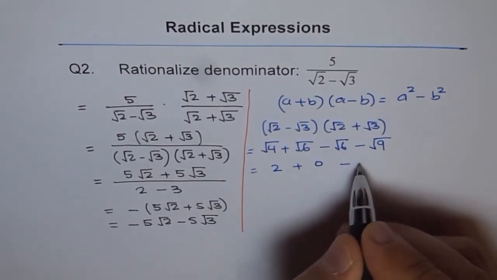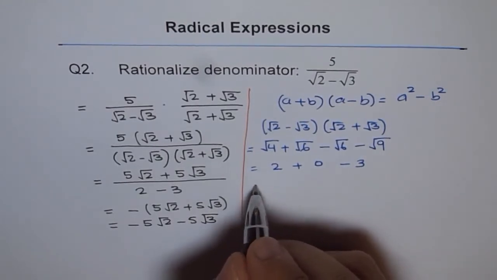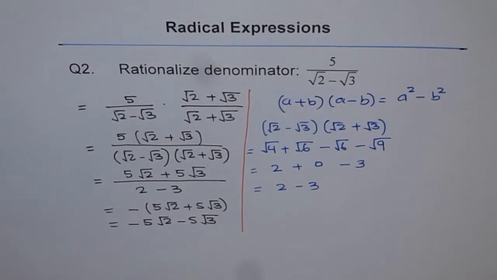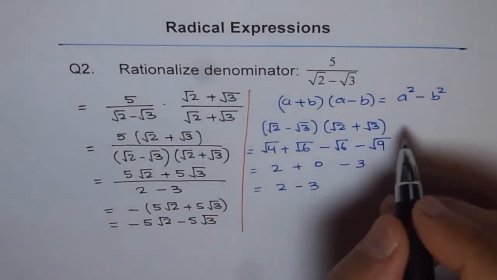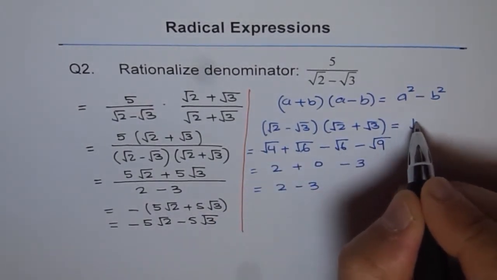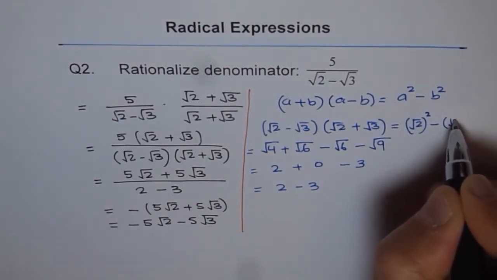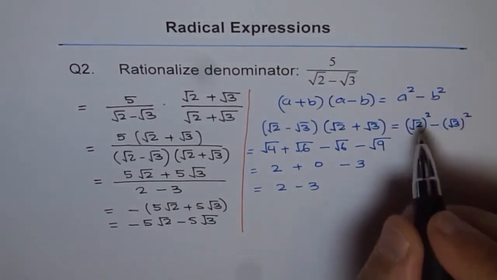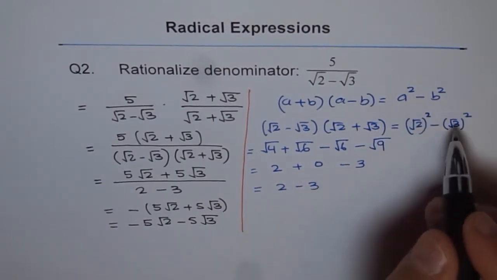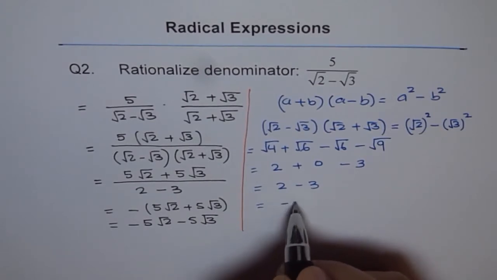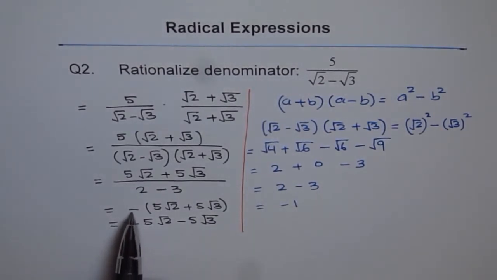Minus square root of 9 is 3. Do you see we get 2 minus 3? Do you see that? 2 minus 3. Effectively, if you do this, then what we get is square root 2 squared minus square root 3 squared. And square of square root 2 is 2, square of square root 3 is 3. That is why we get 2 minus 3, which is minus 1. And that's why we multiplied by this minus 1 here.